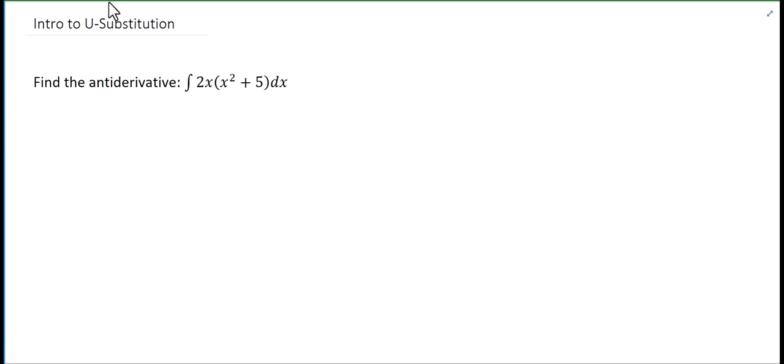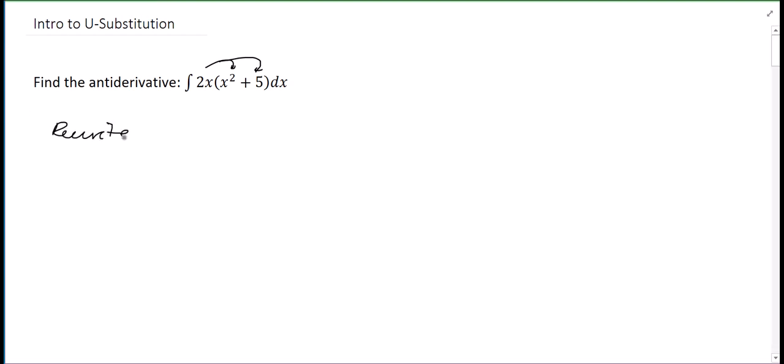But with this first example, we want to find the antiderivative. So this is an indefinite integral. It has no limits of integration, so we're just finding the antiderivative of the function. One way that you can do this is just use the distributive property. So I can just distribute the 2x in and rewrite the problem.